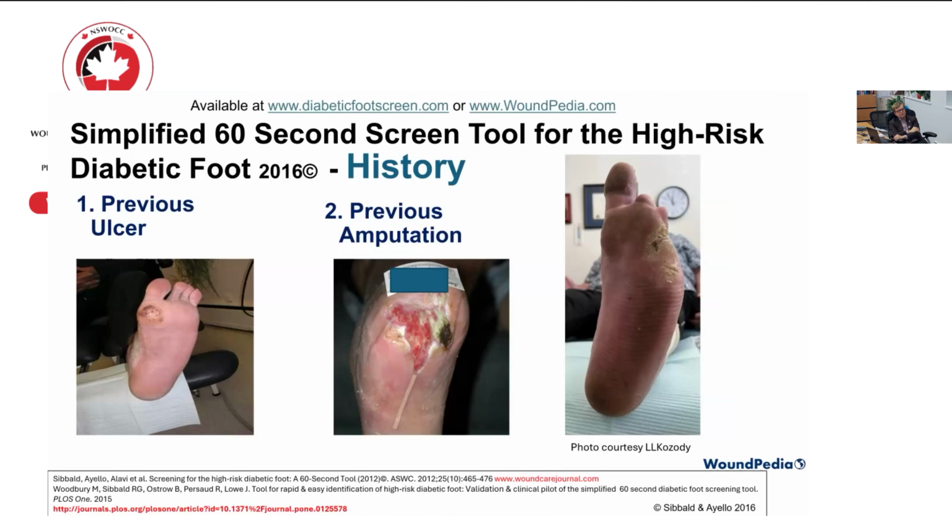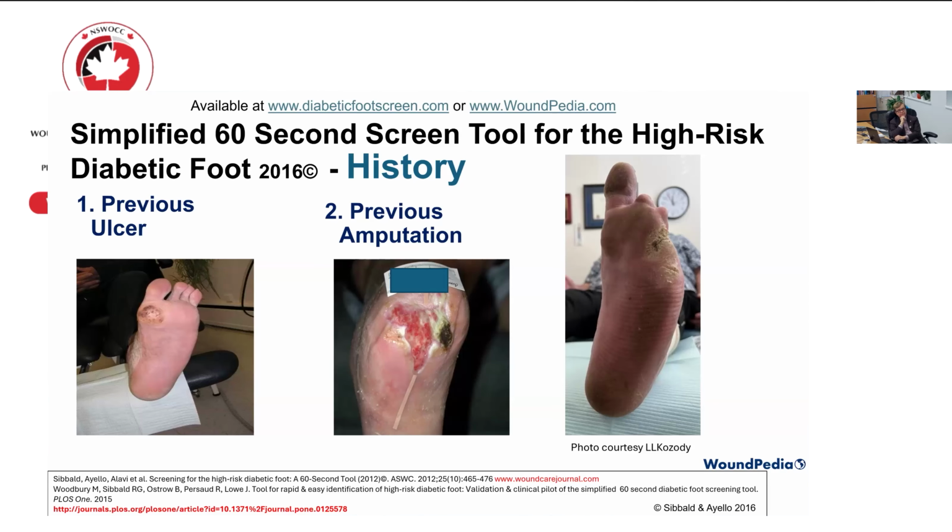The first thing is a previous ulcer, and sometimes you'll see a scar like you see over the first metatarsal head there. The second is a previous amputation, and you see one where the forefoot is completely amputated, and another one where it appears that some of the toes are missing, and there is a deformity within the examination of the foot itself.